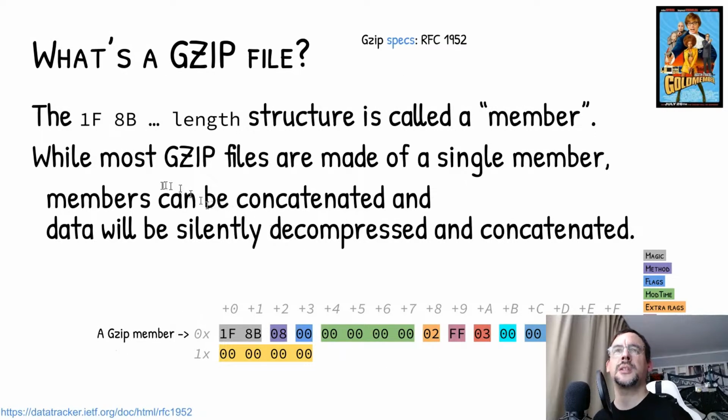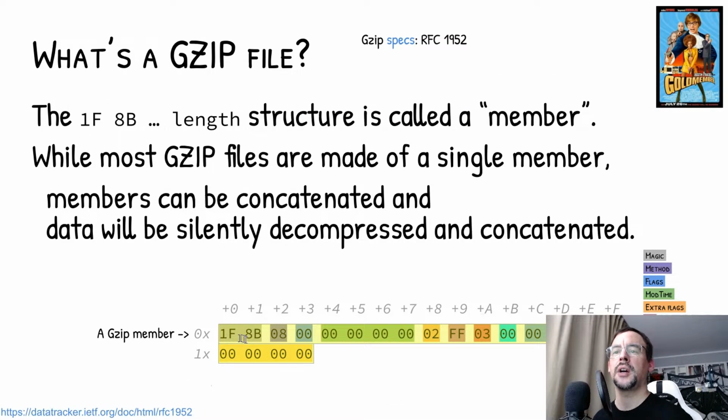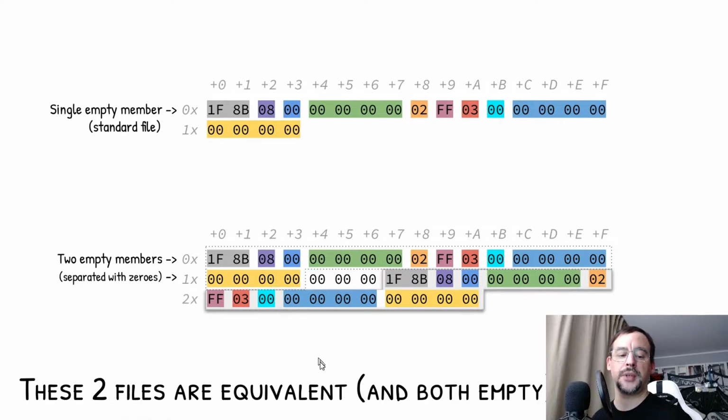But what is actually a GZip file? Most GZip files are made of a single member. Members can be concatenated, and each member will be decompressed, and the data will be silently decompressed and concatenated. Which makes it possible, with the BGZip thing that I mentioned earlier, to have data stored in different members and have each member decompressed in parallel, and then the data concatenated.